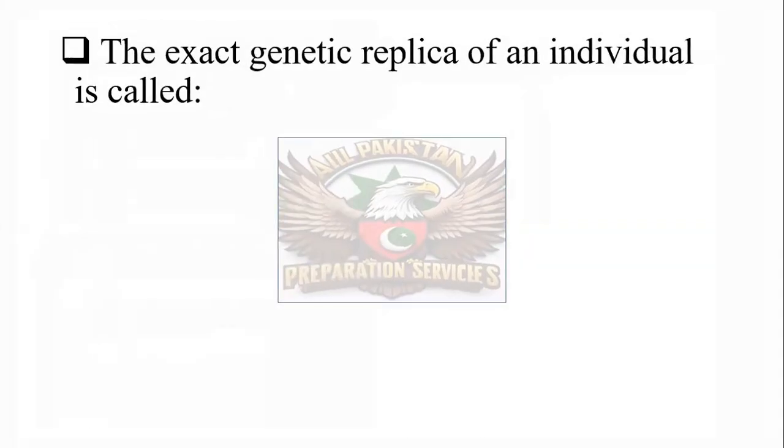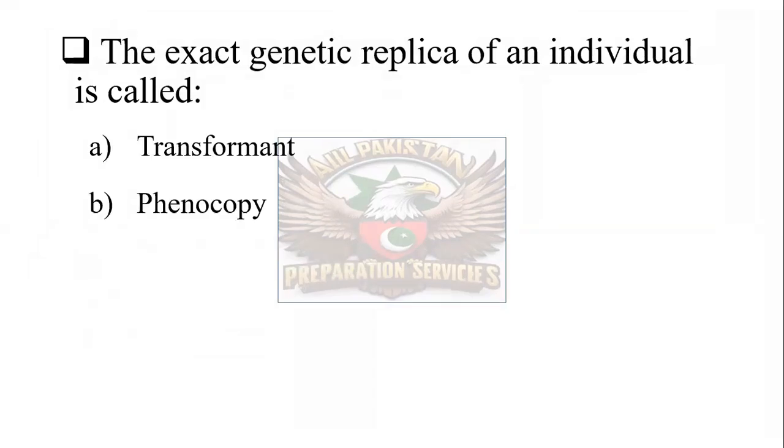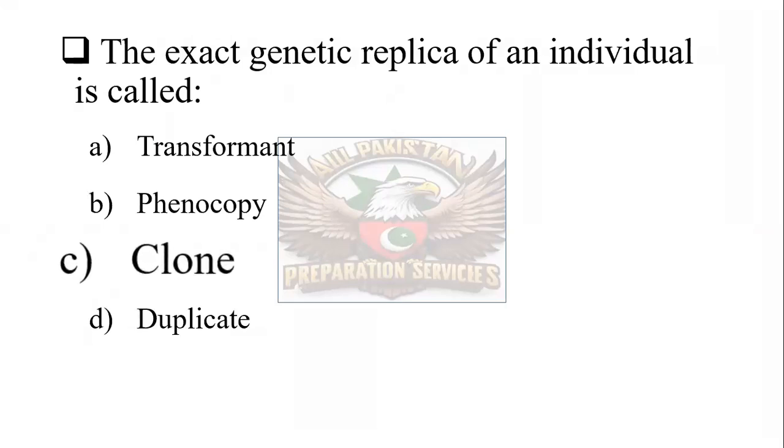Our next question: the exact genetic replica of an individual is called transformant, phenocopy, clone, or duplicate? The correct one is clone. The exact genetic replica of an individual is called a clone.